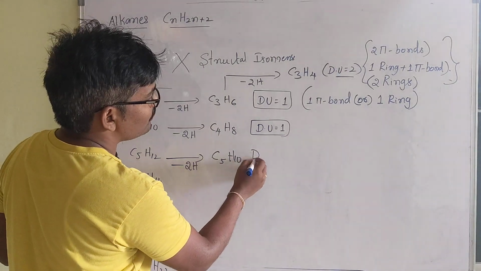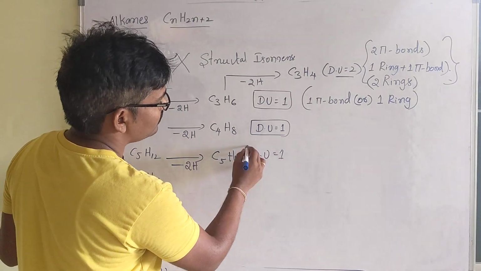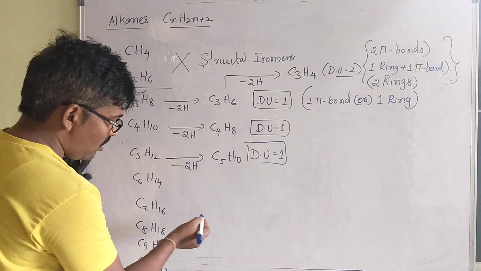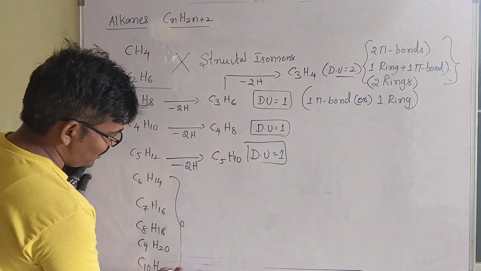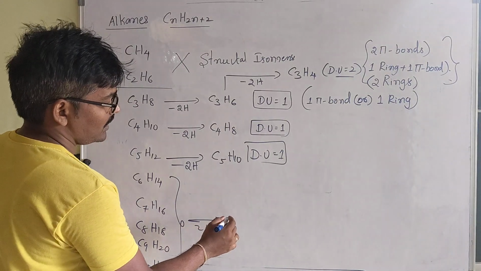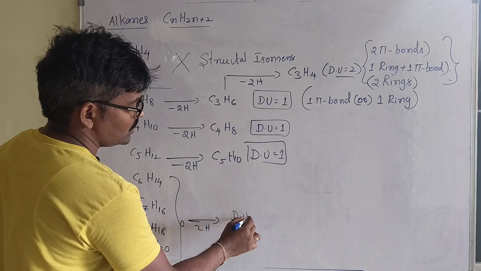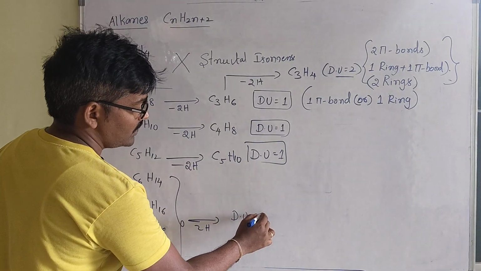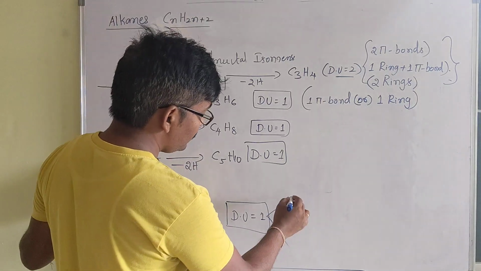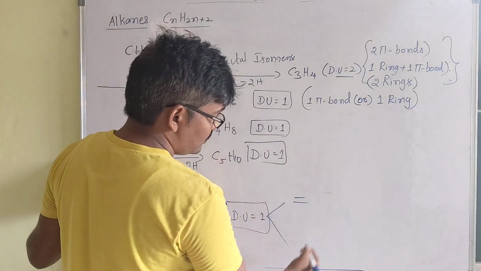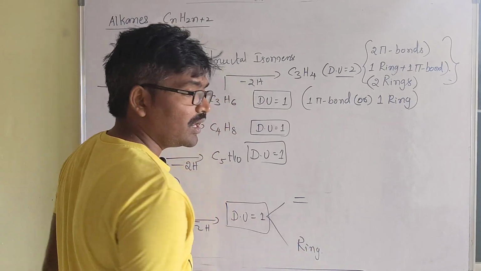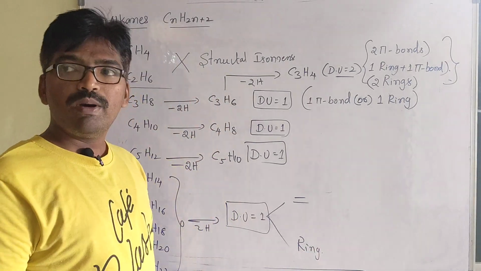C5H10, then degree of unsaturation is how much? 1. Degree of unsaturation is 1. Then in all these cases, where 2 hydrogen atoms are less, the degree of unsaturation is equal to 1. Once degree of unsaturation is 1, a double bond is possible, and a ring is possible. Remember, my dear students.